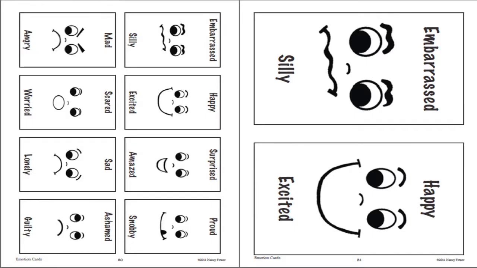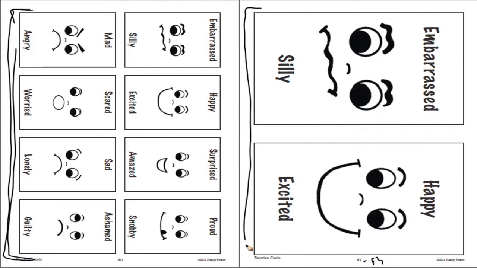On page 80 are the emotion cards. These are small cards for you to duplicate, cut out, and to make a small deck of cards for table use. Or on page 81 through 84, you will find the same emotion cards, but they are much larger so that you can use them for whole group or whole class lessons.